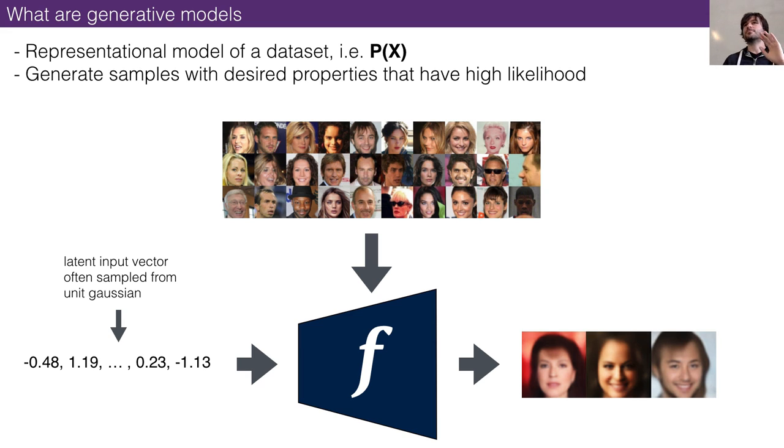This also gets into more details that we'll cover more later. But Z can be structured in various ways. It's often just a random number, right? So this is sampled from a unit Gaussian. That's what DCGAN is.